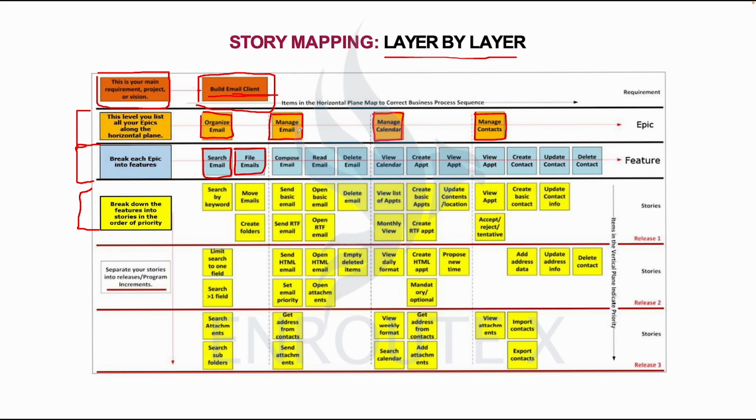Same as what we have here. Manage email is to compose email, to read email and delete email. For calendar, manage calendar, to view calendar, create appointments and view appointments. To manage contacts, to create contacts, update contacts and delete contacts. So we can see the breakdown from level to level or layer to layer, from what the product is into epic and into feature.